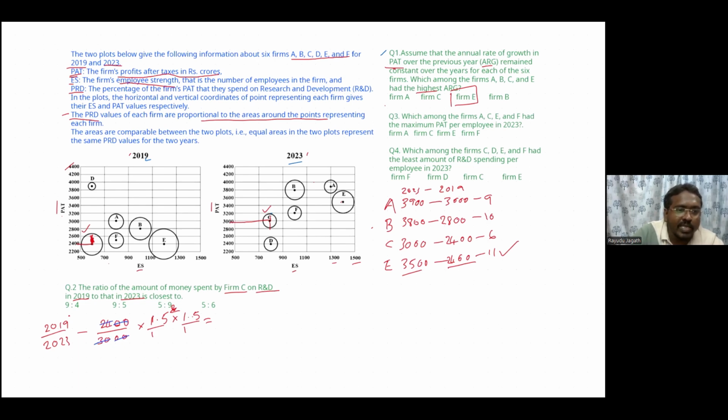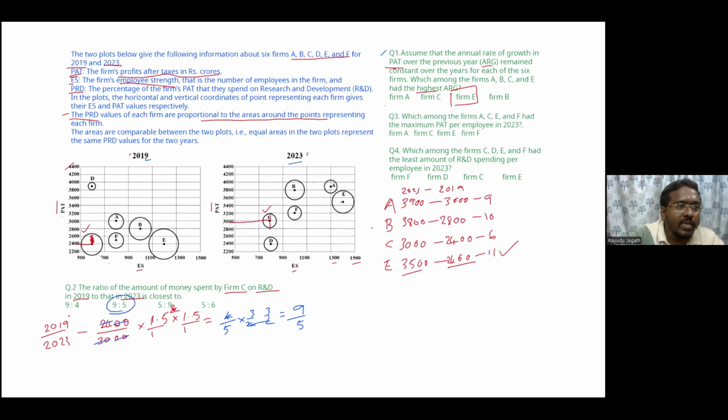24 by 30 is 4 by 5. 6 4 25, 6 5 30 into 1.5 by 1. 1.5 by 1 is 3 by 2. So the 2 got cancelled. Altogether it is coming to be 9 by 5. So option B is the answer for this.